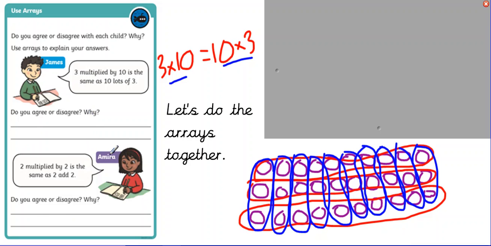So Amira says 2 multiplied by 2 is the same as 2 add 2. Do you agree or disagree, and why? So use an array again, like we've done here. 2 multiplied by 2 is the same as 2 add 2. Okay? Pause the video now and have a go.